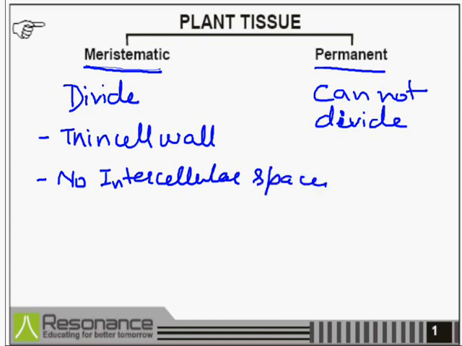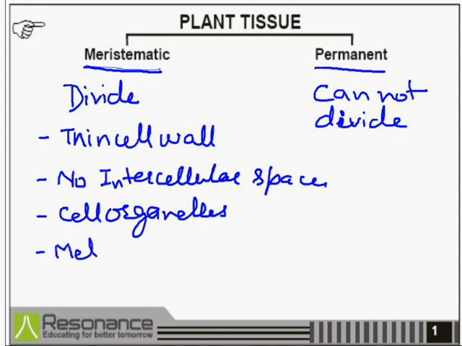Another important feature in the meristematic cells, these cells have a very large number of cell organelles. Another important feature, they have well developed metabolic activities in their cells.